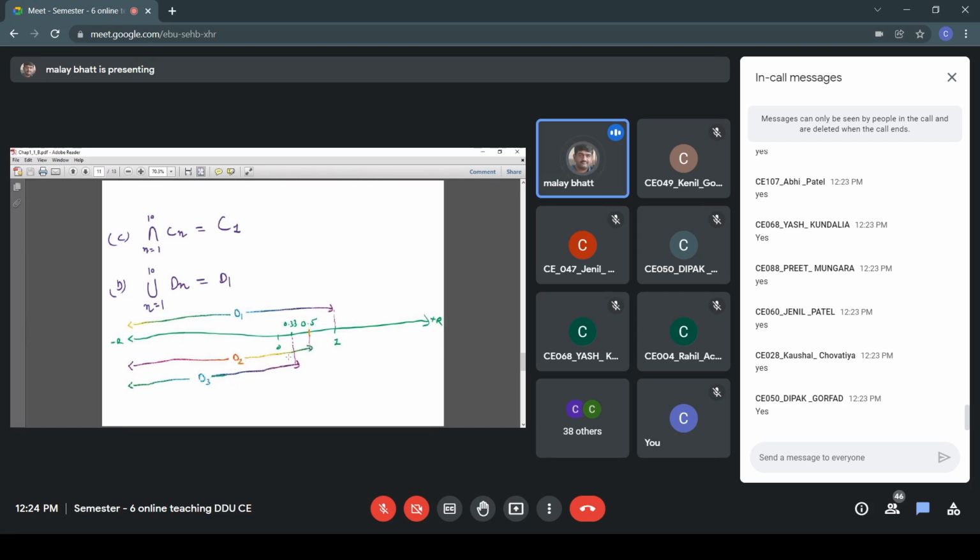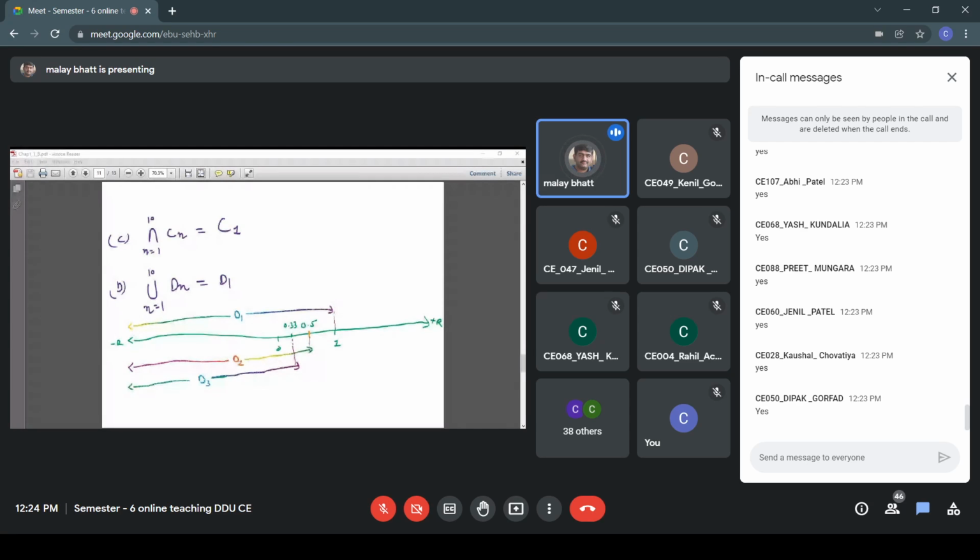And we have D3, the set of real numbers less than 1 upon 3. That will be 0.33. So you can see with a third color line, the D3 set is highlighting 0.33 on the number line. You can see clearly D1, D2 and D3.